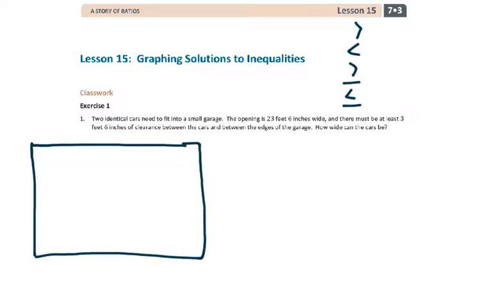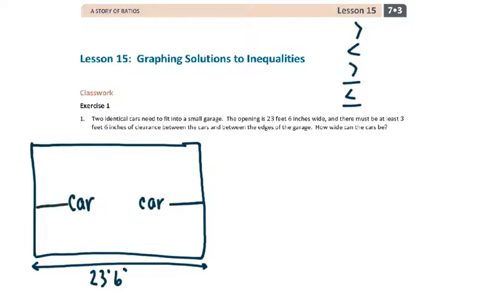And they told us that our garage, so this opening right here, the entire opening, is 23 feet 6 inches wide. And they told us that we need to fit 2 cars into this garage, but there needs to be the same amount of space between each car and the edge of the garage, and then between the 2 cars. So between the car and the edge of the garage, we need 3 feet 6 inches of clearance. Between each car, we need 3 feet 6 inches of clearance. And between this car and the edge of the garage, we need 3 feet and 6 inches of clearance.